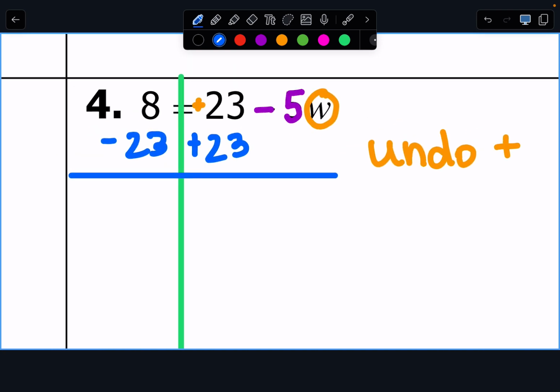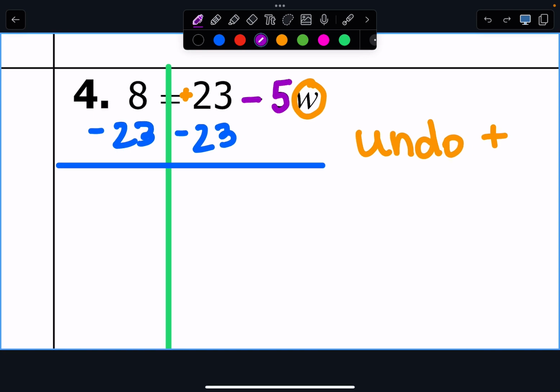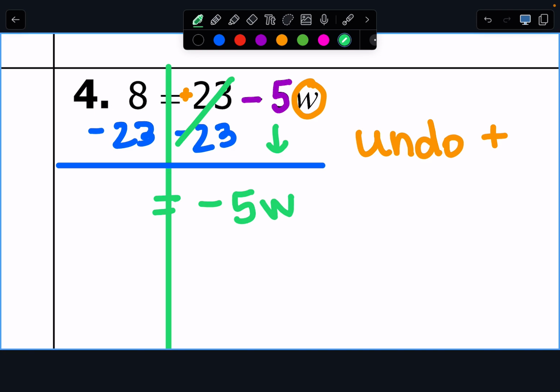If you accidentally put a plus 23, does 23 plus 23 cancel each other out? No. So you need to think through, is what I'm doing actually canceling out? So what we have, these cancel, and we still have, notice how I'm bringing the negative with the 5W. 8 minus 23. Negative 14.